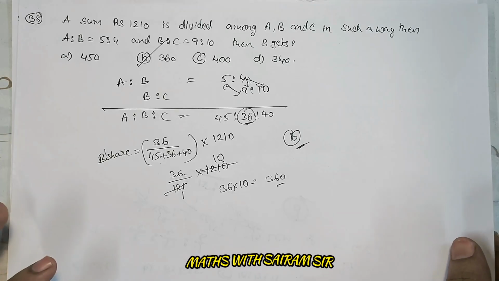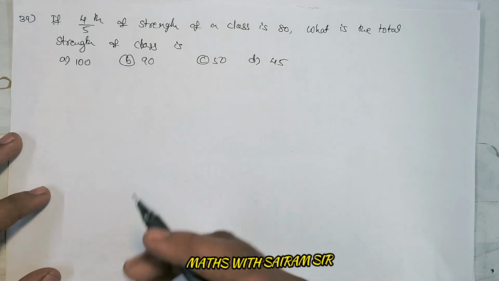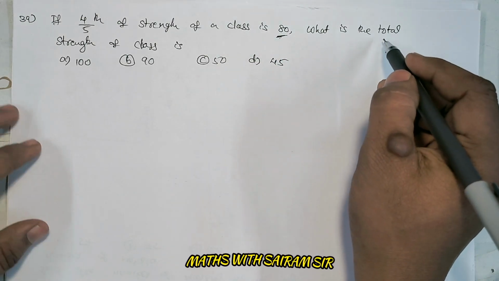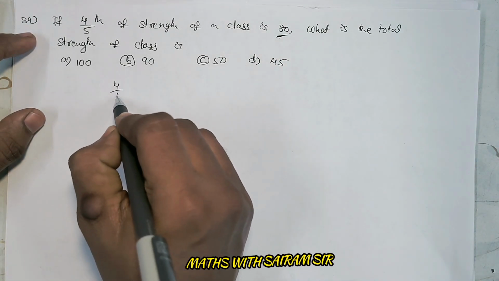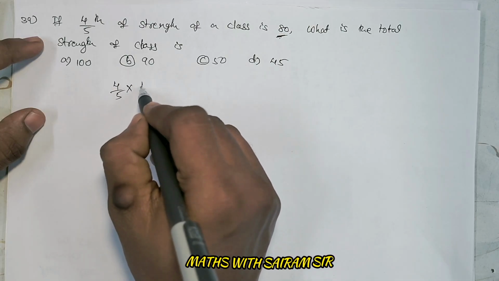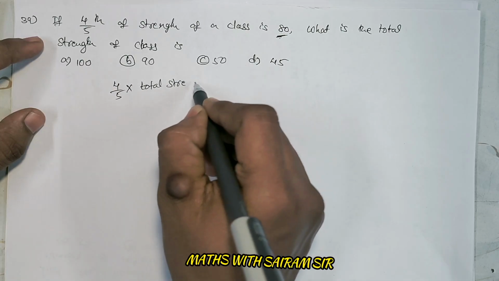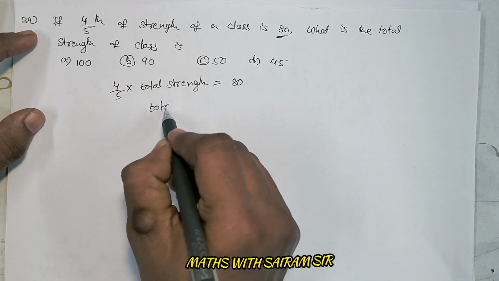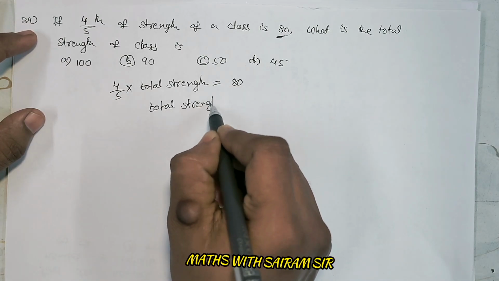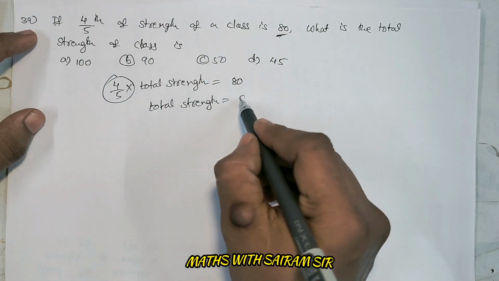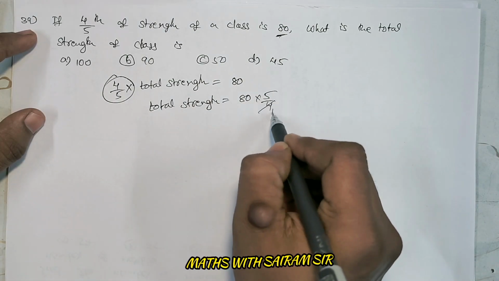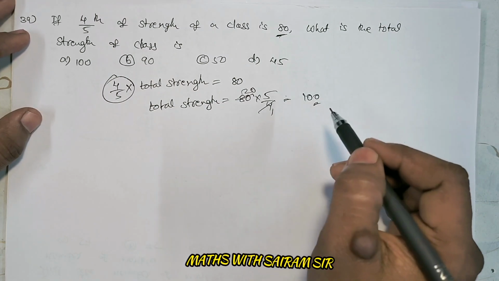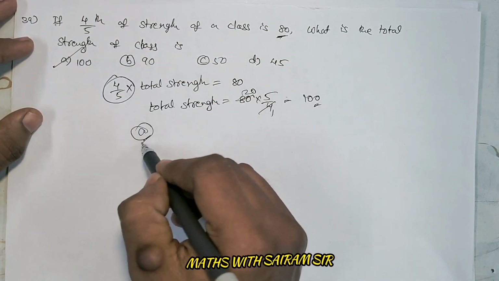Okay, now let us see the next question. If 4/5 of the total strength of the class is 80, what is the total strength of the class? Okay, so what is given? 4/5 times the total strength is given as 80. We are asked to find the total strength. How will we get it? Transposing this 4/5 to the other side, it becomes a reciprocal, 5/4. 4 into 20 is 80, so 5 times 20, that is 100. So the total strength is 100. That is option A, the correct answer.